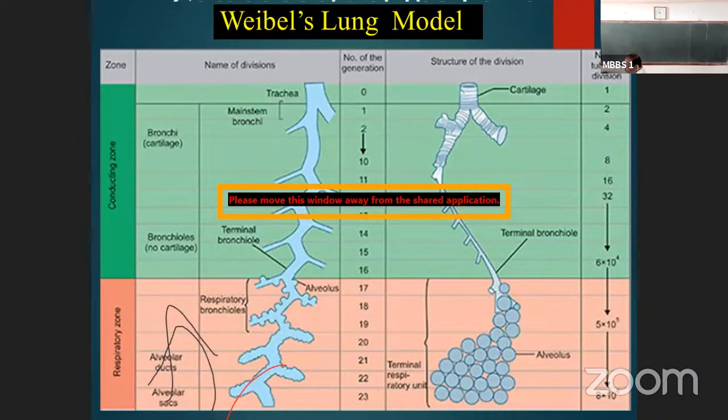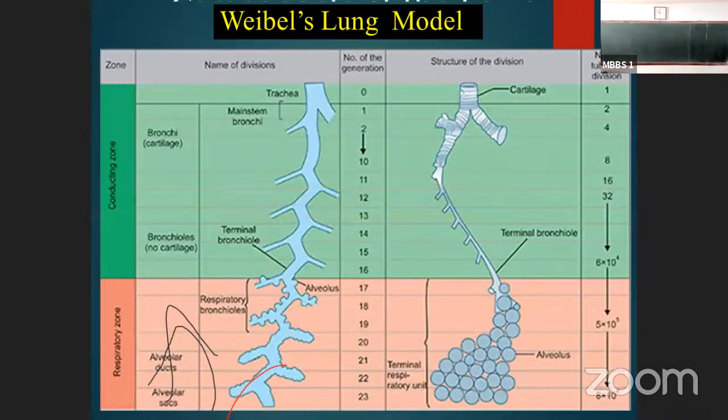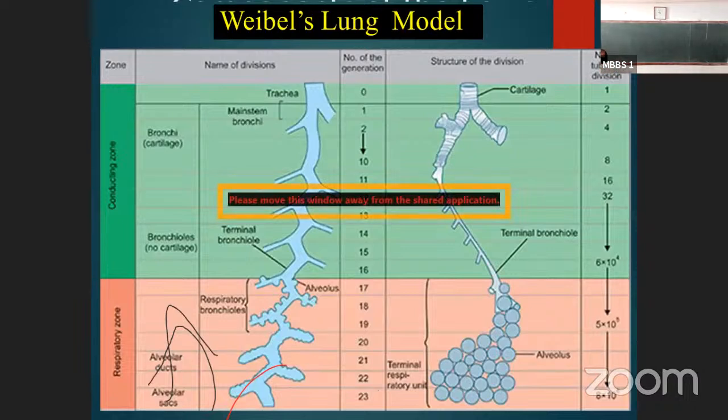They have compared this diagram here. This is the terminal bronchi. This is the principal bronchi. And if you observe, the bronchi which start from the zero generation up to the 10th generation possess cartilage. From the 11th generation up to the 16th generation, there is an absence of cartilage. Is it clear?